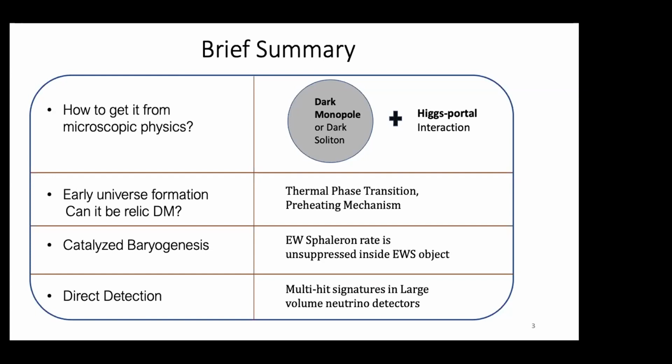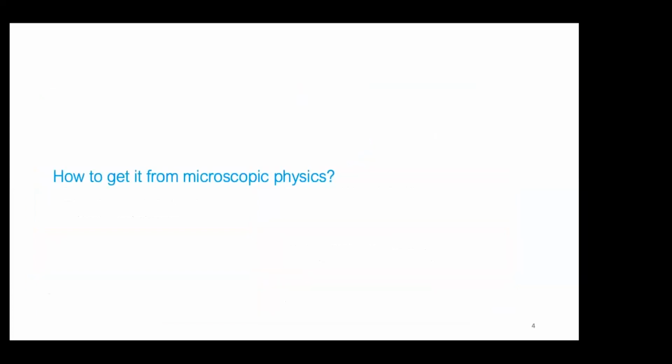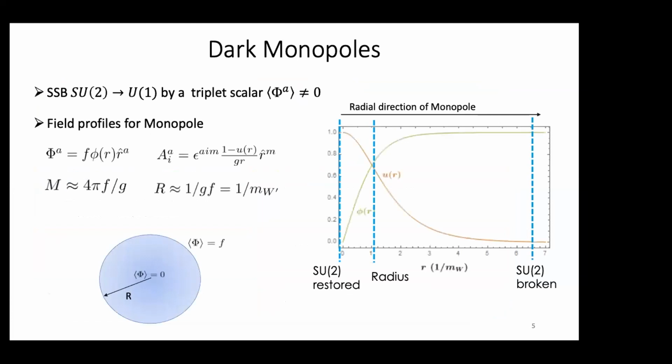And at the end, I will talk about direct detection. This is the most interesting part, because unlike the usual particle-like dark matter, where you have a single hit in your detector, this kind of object can give you multiple hits in your detector. So this is called multi-hit signatures. And it turns out that the energy released could be much larger, so that you can actually search for these objects in neutrino detectors. Okay, let me start with the first part, how to get it from microscopic physics.